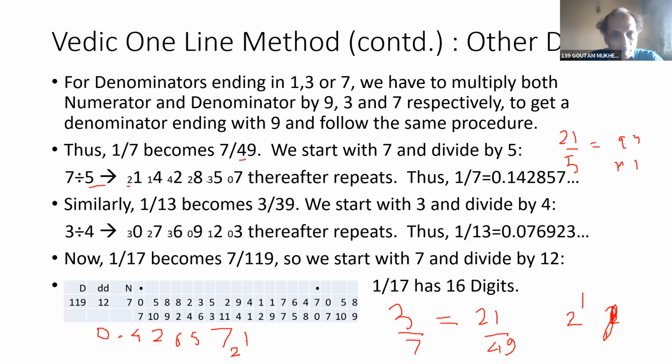Okay. Gautamji, your screen is down. We are not able to see whatever you have written. You have to move the screen up. 0.426571. No, whatever you have written, 0.4261. Oh, this one actually. Okay. At the bottom, we are not able to see what you write here. Right. 0.426571. Yeah. Because it carried 2 over there.